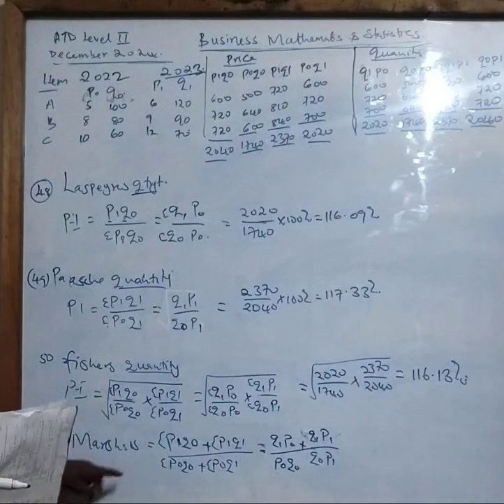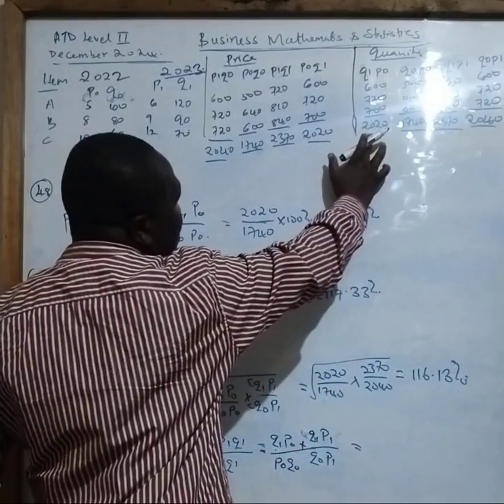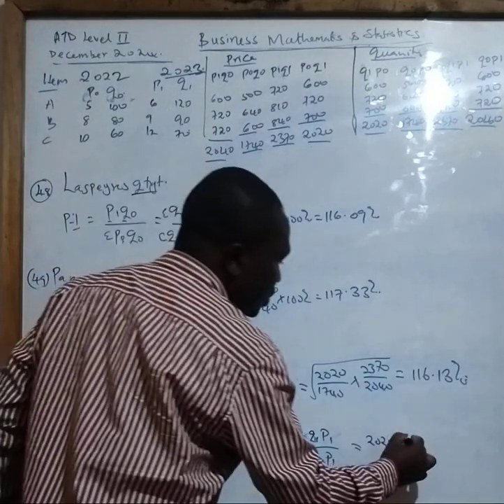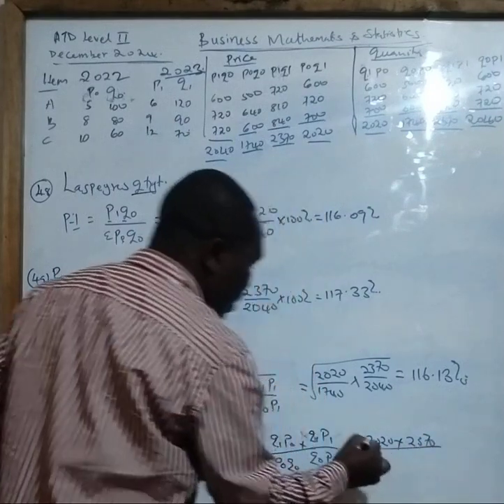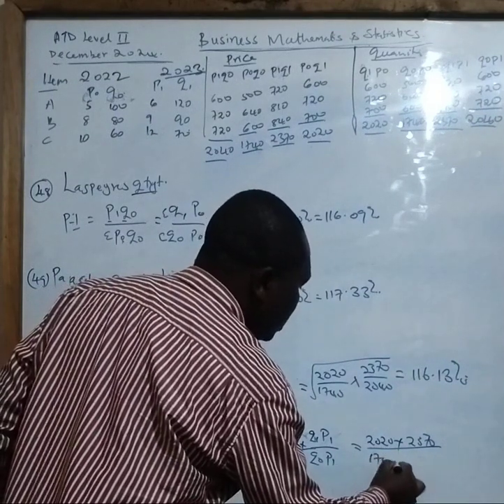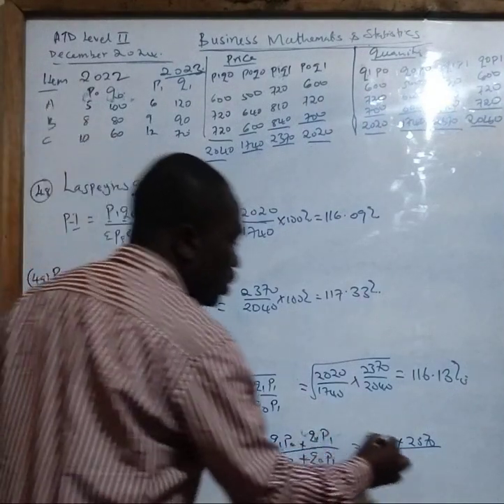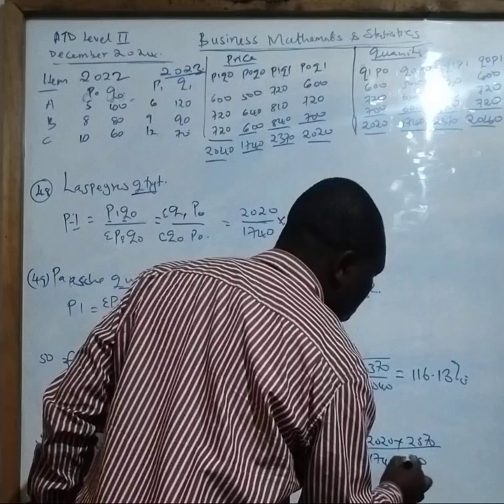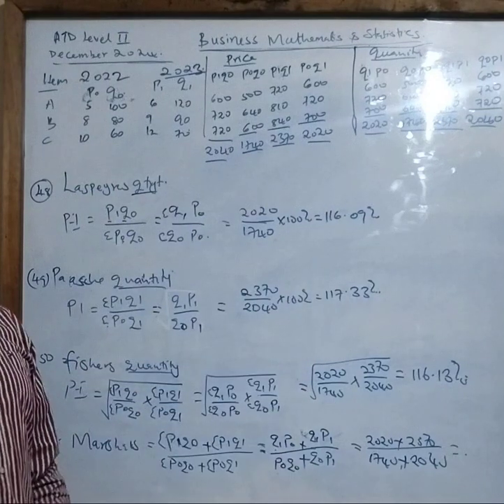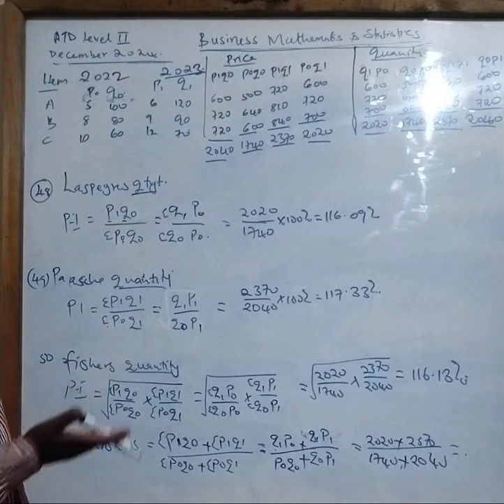When you are using now Marshall, you just come and substitute. Summation of q1p0 is here, 2020, plus q1p1, which is 2370, divided by q0p0, which is 1740, plus q0p1, which is 2040. Then you find your answer. That is how you are supposed to answer this particular question. You can see how simple it is. But it was carrying 2 marks each.